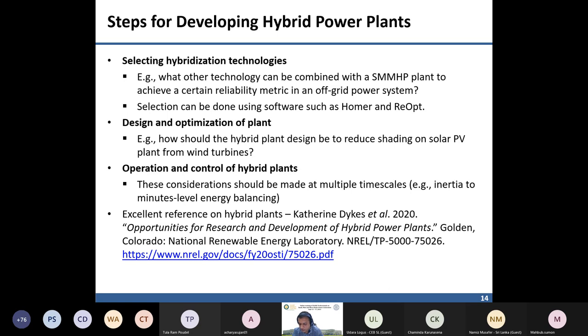And that's something I already talked to you about, that you need to pick a resource or a set of resources that you want to hybridize, let's say with a small, medium, micro hydropower plant. And the objective could be that I want to improve the reliability metric of an off-grid power system. I want to have the ability to bid in the ancillary service market wherever they are available. I want to provide Blackstart, whatever the objective has to be. But that has to be clear at the beginning so that you choose the right technologies for hybridization.